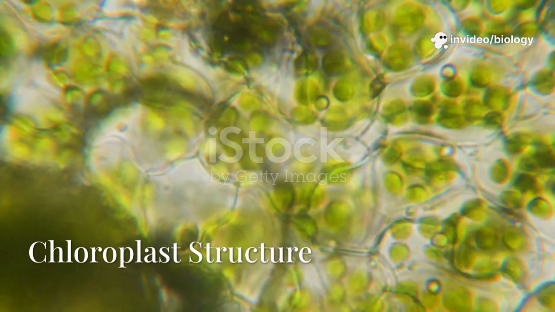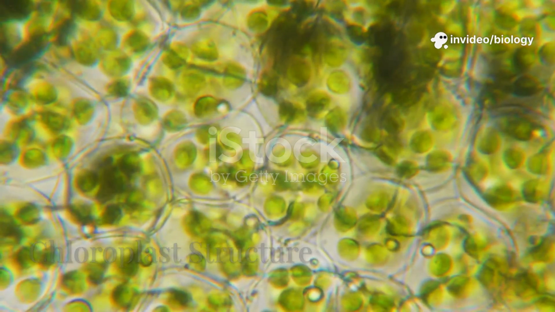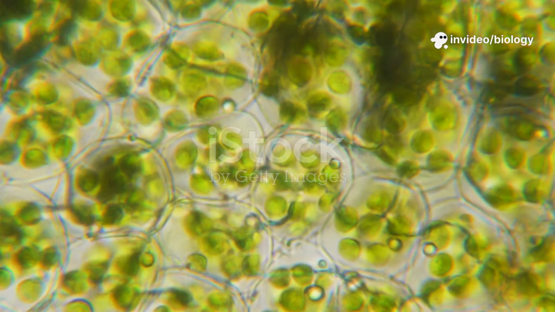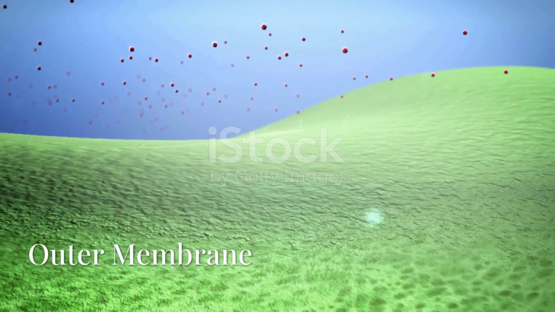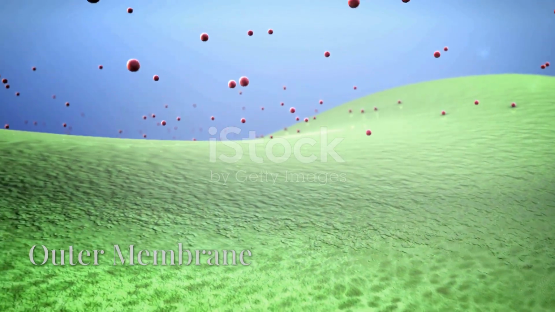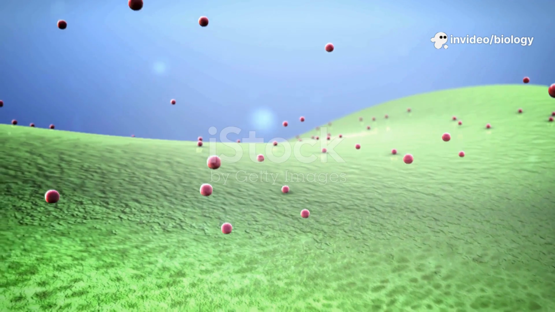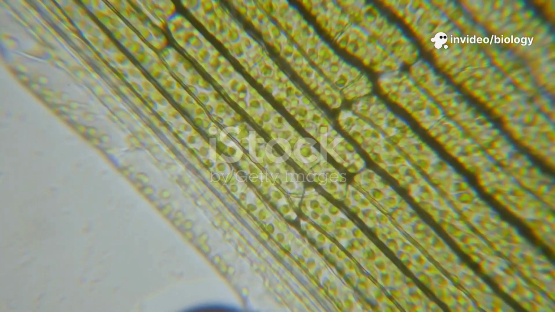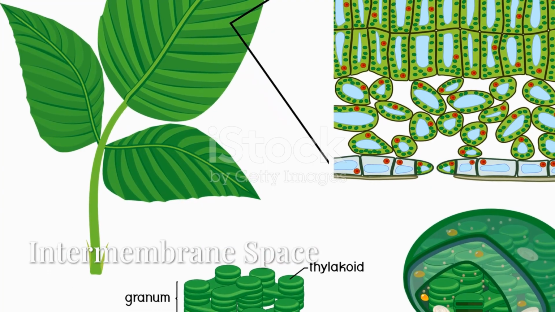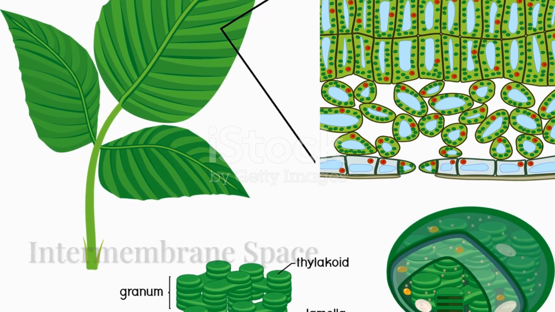Structure. Chloroplasts have a complex and highly organized structure perfectly adapted for photosynthesis. Chloroplast envelope. This consists of two membranes. Outer membrane, a smooth, permeable membrane that allows the passage of small molecules and ions. Inner membrane. Less permeable than the outer membrane, it regulates the passage of materials into and out of the stroma. Intermembrane space. The space between the outer and inner membranes.